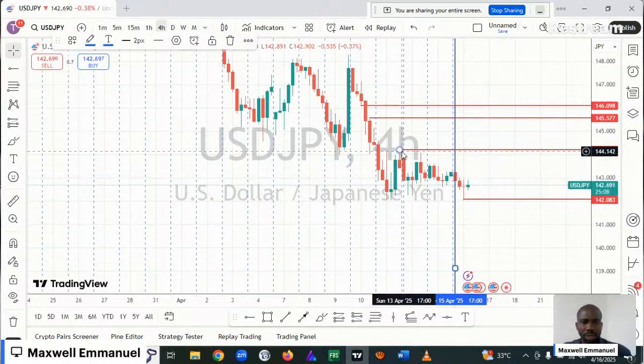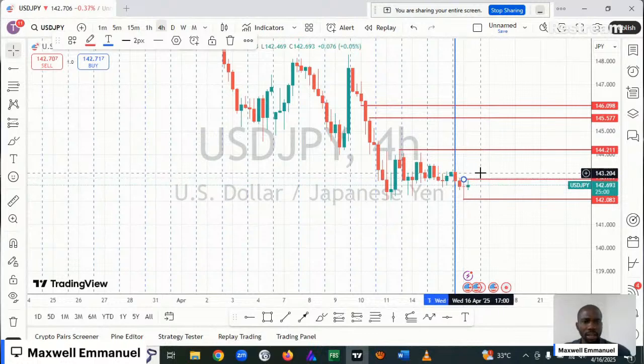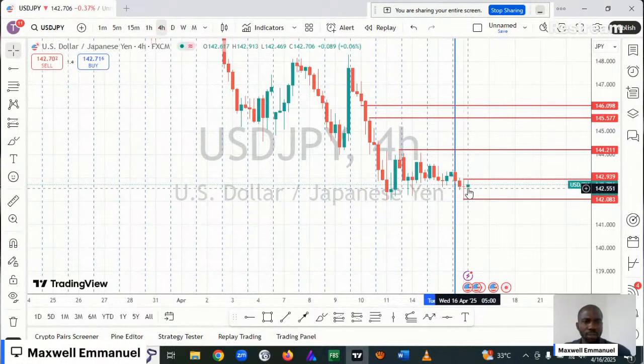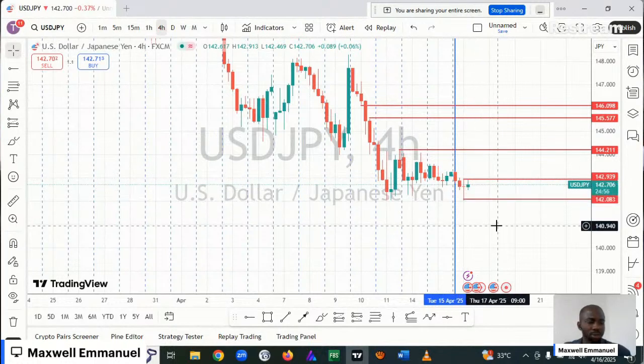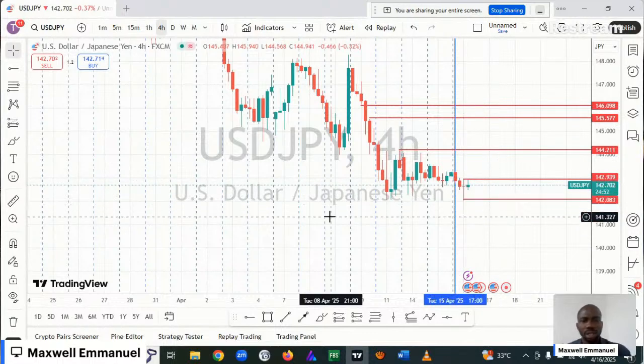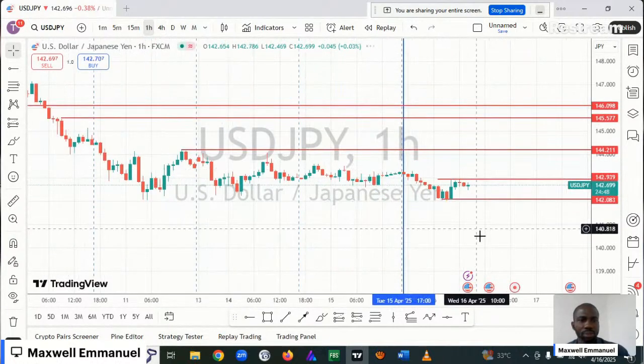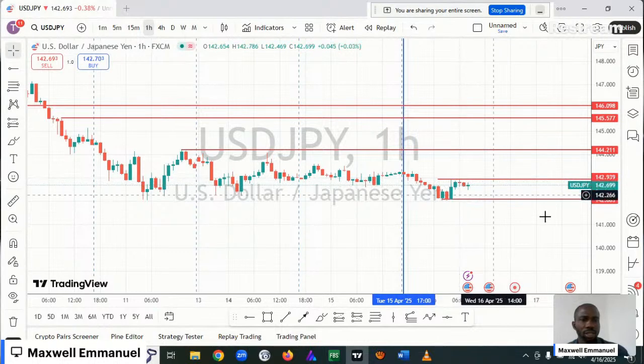If price breaks out from the high of this doji, one could consider buying. Price should close above the high. If price does not close above the high of this doji, UJ is still bearish. You can see the pattern that formed here. This is a doji.